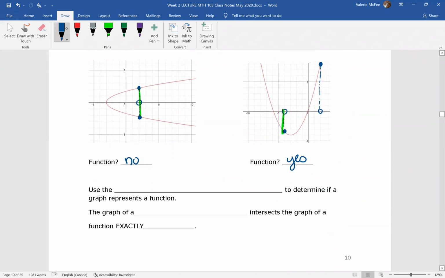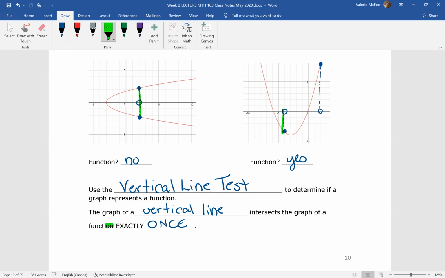This is known as the vertical line test. The graph of a vertical line intersects the graph of a function exactly once. So when we're looking at graphs, we're going to use the vertical line test to determine whether or not we have the graph of a function.